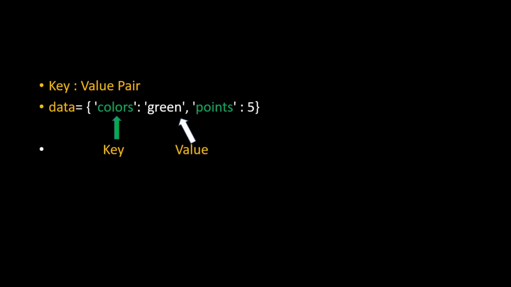Each piece of information is stored in a key value pair. And this is how a dictionary looks like. Colors is key and green is its value. So when we use this, let's take an example to understand the importance of dictionary.